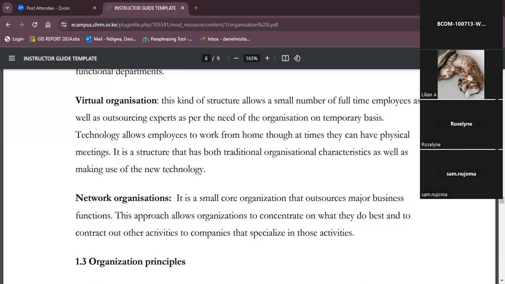Samuel? Mwalimu, sorry, we were talking about technology implementation. I'm late. I've just joined. Let me catch up.